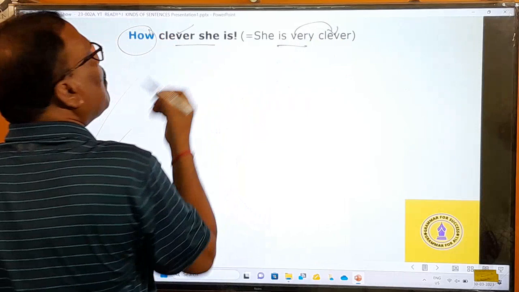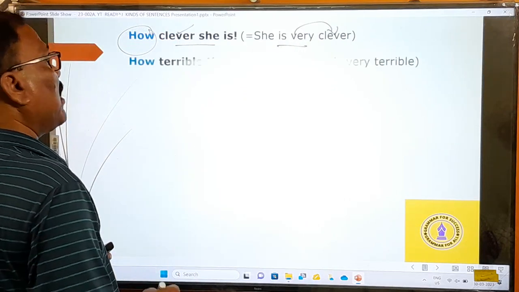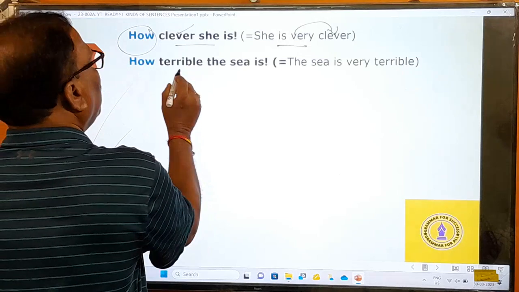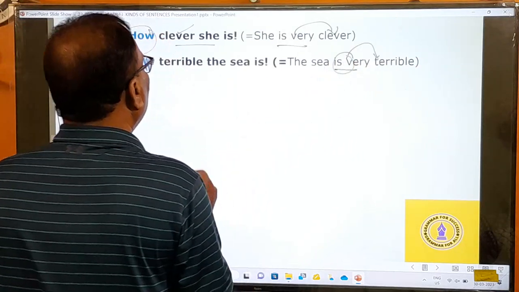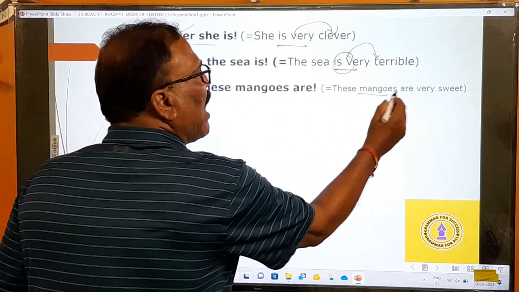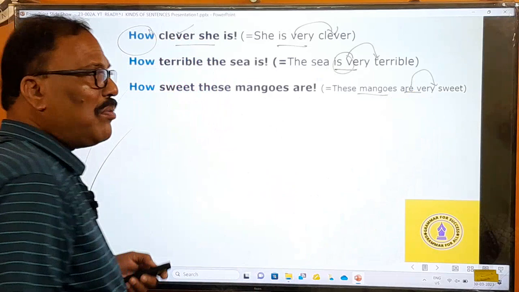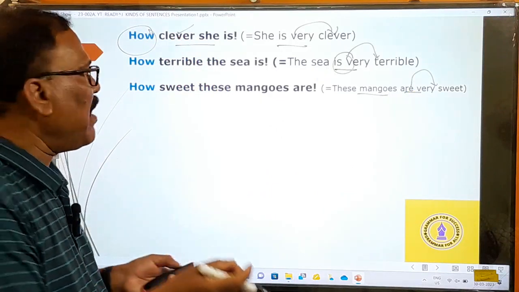That is why this kind of exclamation of surprise. How clever she is. How terrible the sea is. The sea is very terrible. How sweet these mangoes are. These mangoes are very sweet. How do you say? Oh, how sweet these mangoes are.